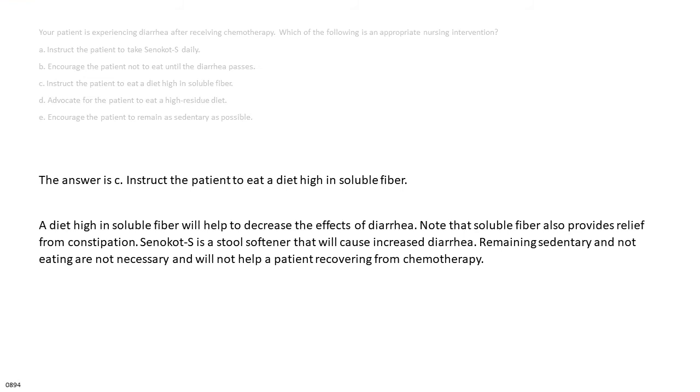The answer is C. Instruct the patient to eat a diet high in soluble fiber. A diet high in soluble fiber will help to decrease the effects of diarrhea. Note that soluble fiber also provides relief from constipation. NCLEX is a stool softener that will cause increased diarrhea. Remaining sedentary and not eating are not necessary and will not help a patient recovering from chemotherapy.